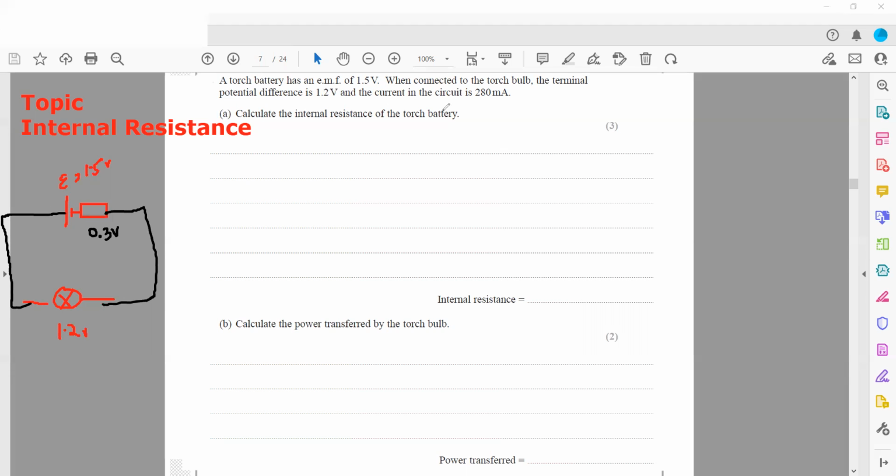The current in the circuit is 280 milliamps. So we have to convert it into amperes. So the current which flows is 280 milliamps, so it will be 280 into 10 to the power minus 3 ampere.